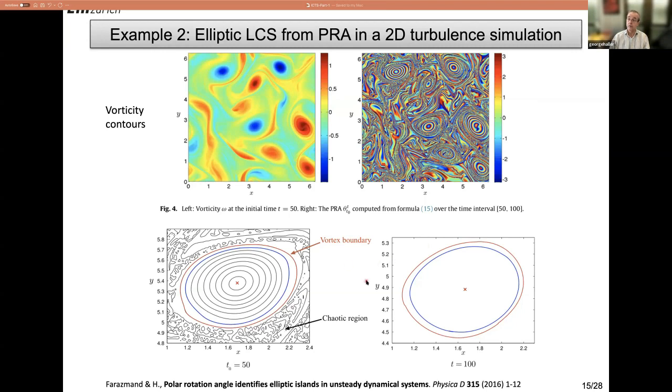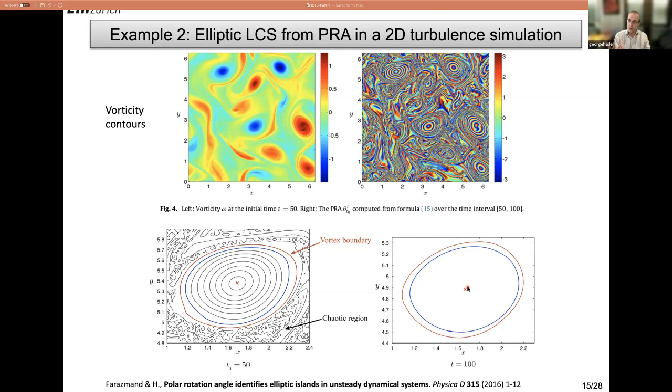So this is what we call rotational coherence. But if you were just to draw a closed material curve anywhere in turbulence, and you were to advect it, you would just see it stretch and fold all over the place, especially in this region.